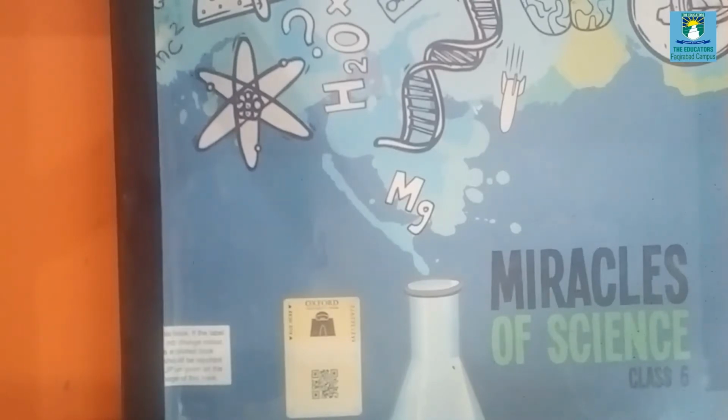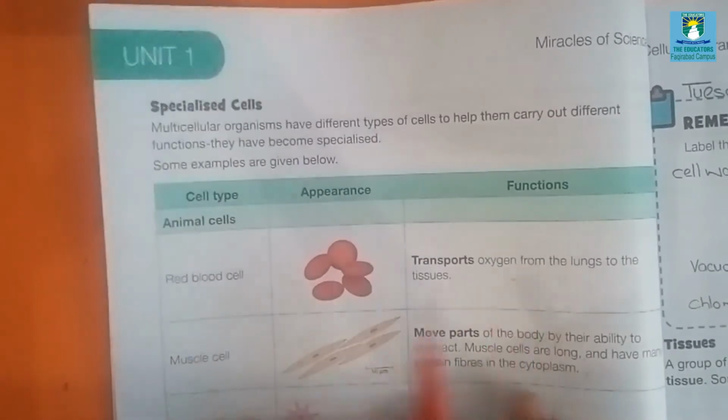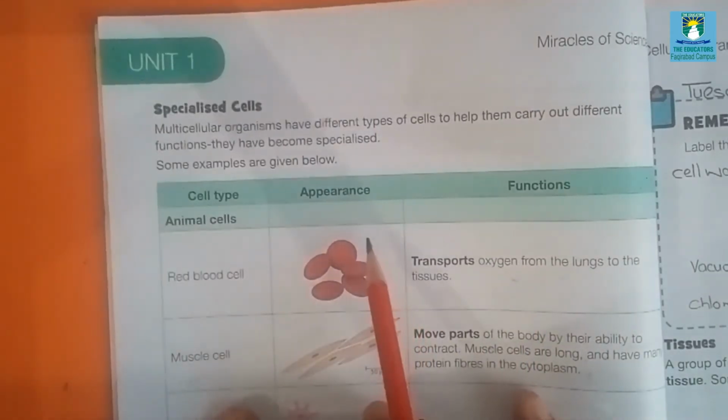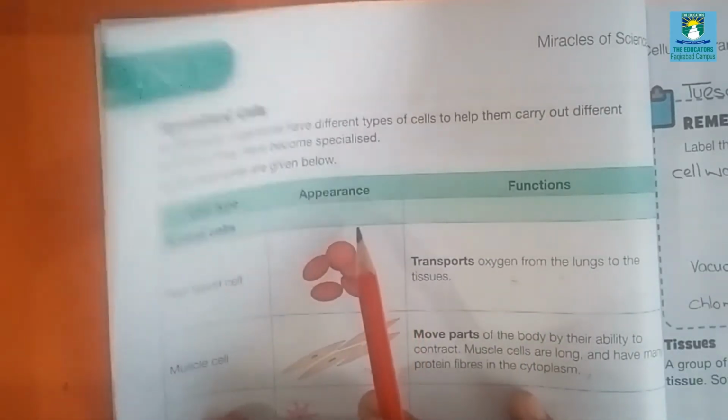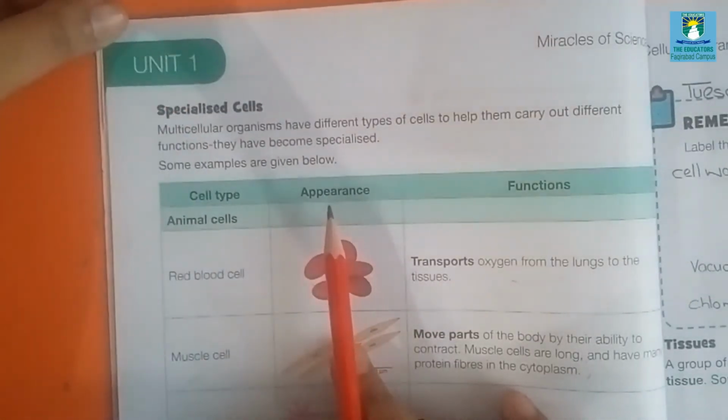Students, open your book, page number 6. As I told you, there are two types of organism. First one is unicellular organism, second is multicellular organism. Unicellular organism have a single cell and multicellular organism have two or more than two cells.